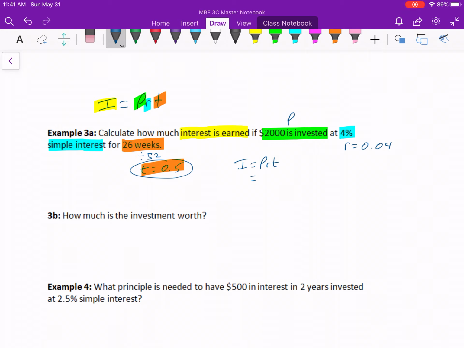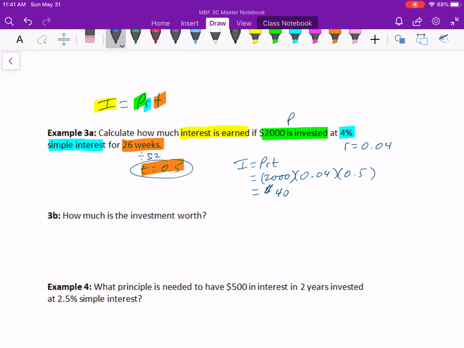that if I take 2,000 and multiply, remember if you just write things beside each other with brackets, it means multiply. 2,000 times 0.04 times 0.5 is going to be my I value, and that works out to be 40. What are the units? Dollars, because I is always in dollars. So if you invest $2,000 for half a year at 4% interest, you'll get $40.